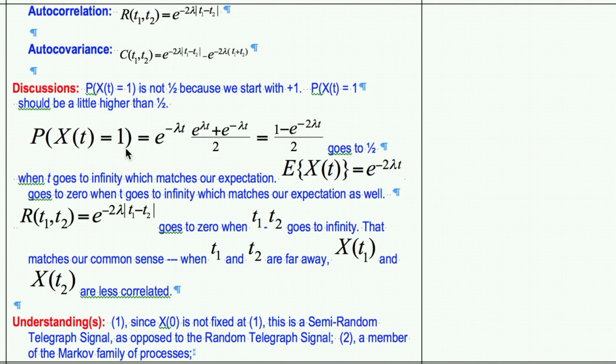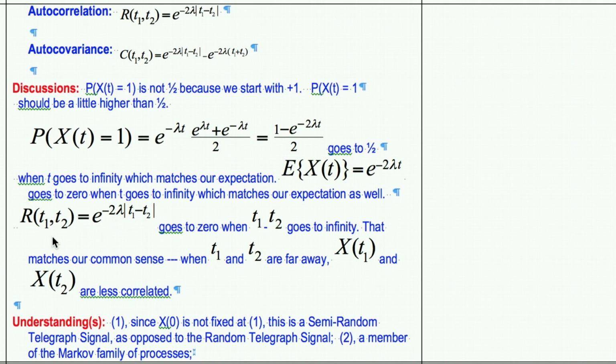The P of x of t equals 1 is equal to e to the minus lambda t times e to the lambda t. That's why I may have screwed up before. e to the plus lambda t plus e to the minus lambda t over 2, which is equal to 1 minus e to the minus 2 lambda t over 2. And we see there where it goes to a half when t goes to infinity, which matches our expectation. The expected value of x of t is equal to e to the minus 2 lambda t. It goes to 0 when t goes to infinity, which matches our expectation as well.